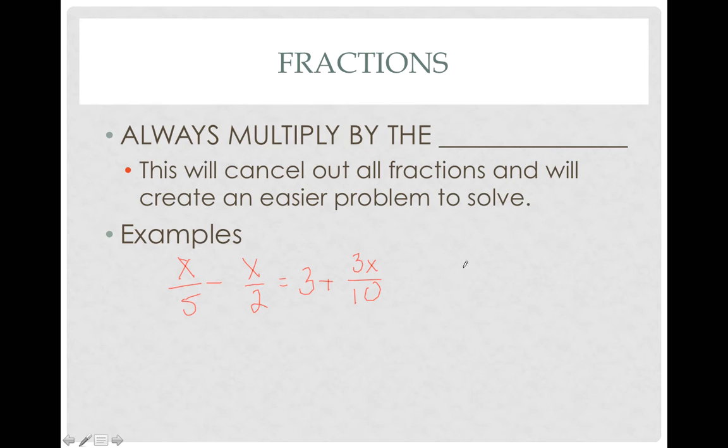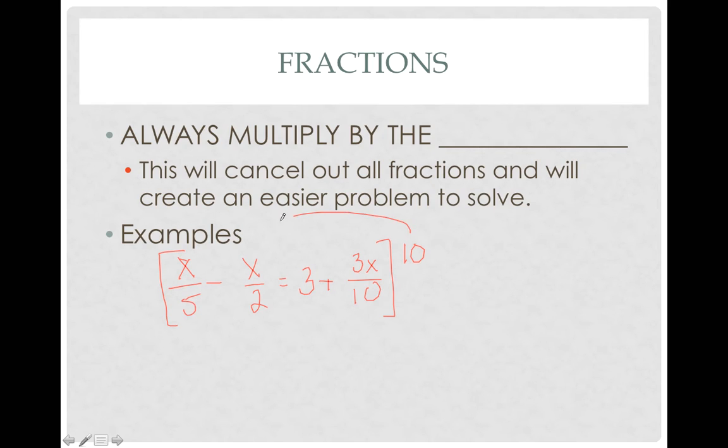So again, I'm going to stress this again. We need to understand how to do this for the simple problems, so that when the harder problems come up, we already know how to do the basic process. So here I have 5, 2, and 10. Well, it just so happens that the common multiple is 10 for all of those.